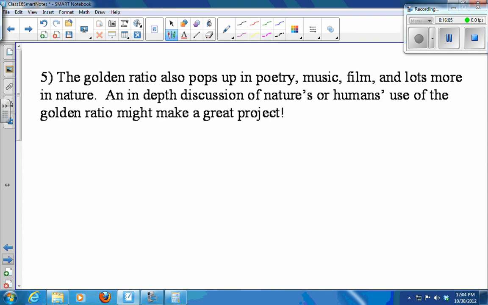And the golden ratio pops up in poetry and music and film and lots more in nature that we haven't discussed. So an in-depth discussion of nature's or humans' use of the golden ratio might make a great project. It definitely happens in music, and I know nothing about music, so that could be a cool project. That's why I didn't do anything about music in our class discussion. So if somebody's into that, Google the golden ratio in music. Oh yeah, you get tons of stuff.